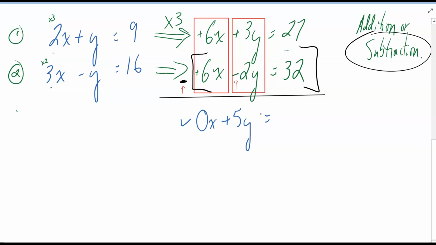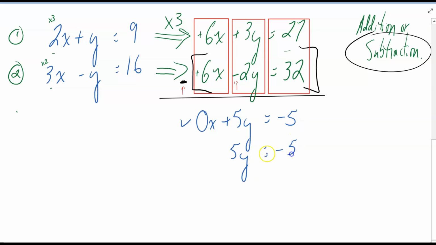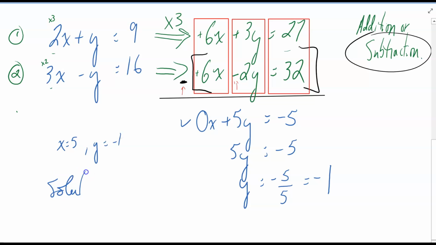And on the last one, 27 subtract 32. Well, 27 subtract 32 is minus 5. So the equation is 5y equals minus 5, or y is equal to minus 5 over 5, which is minus 1. So in this way, we have also solved for y to be minus 1. Remembering from the first method, we got x was equal to 5, y equals minus 1. There is our solution.